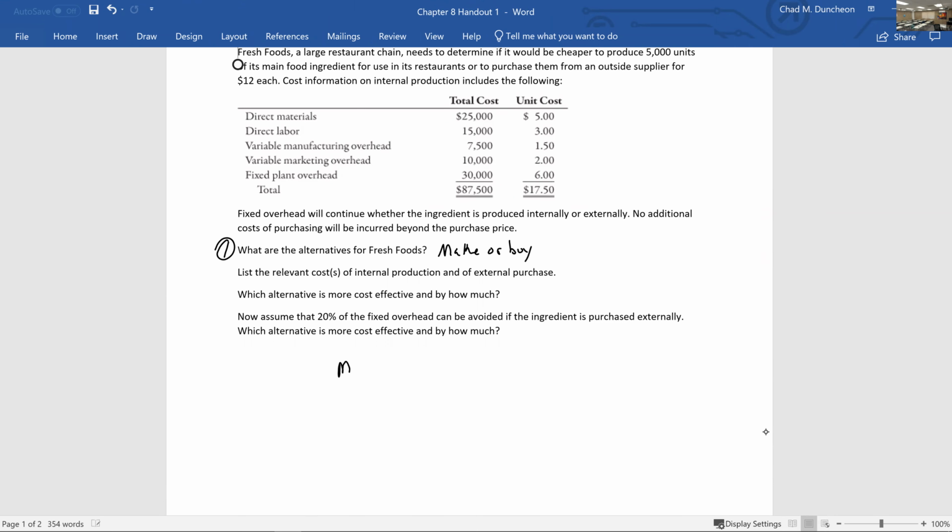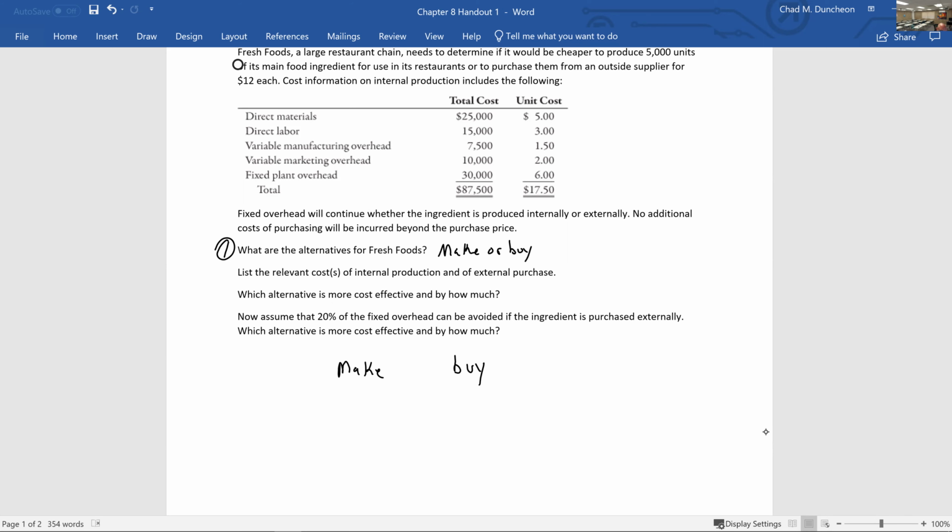We're going to make two categories here. We're going to have make and we're going to have buy. We're going to do 2 and 3 here in the same order. So we're going to list the relevant costs, and then we're going to list the costs out beside them.